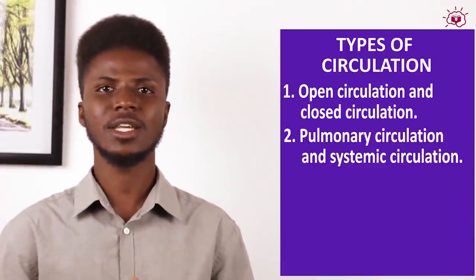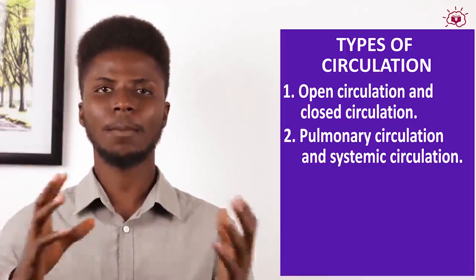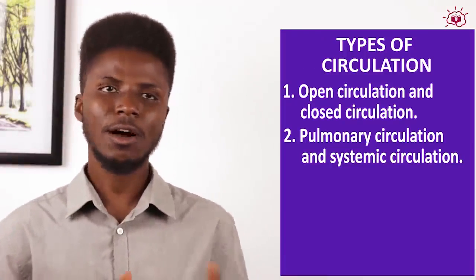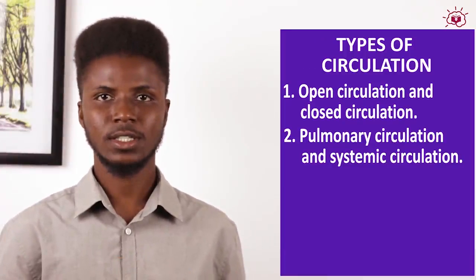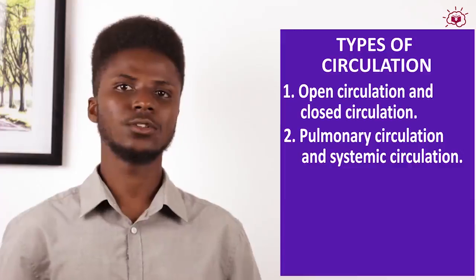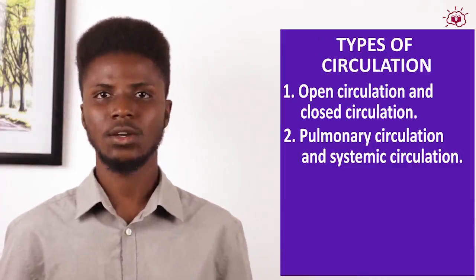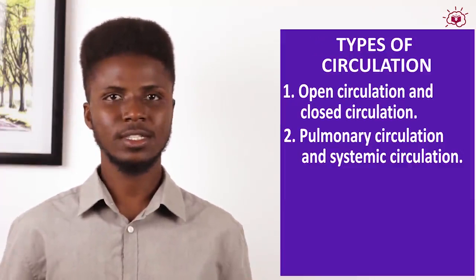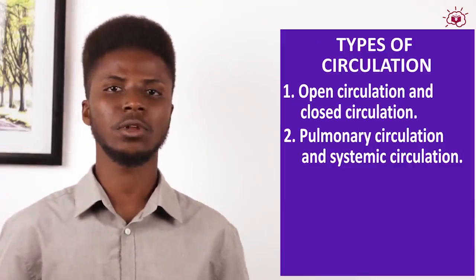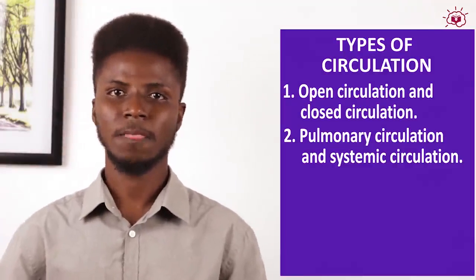But systemic circulation deals with the heart and other parts of the body. So after blood has been oxygenated, it is moved to the left auricle and transported to other parts of the body. And the used or spent blood is now transported back to the heart through the left ventricle.